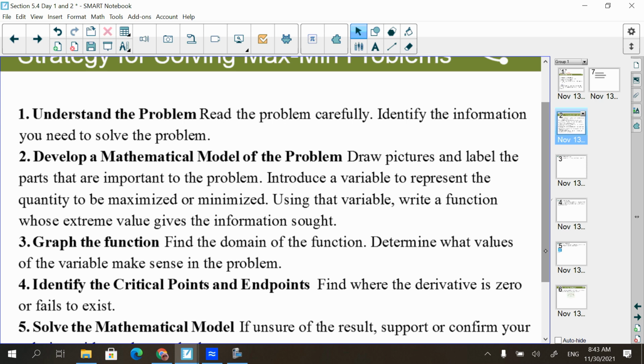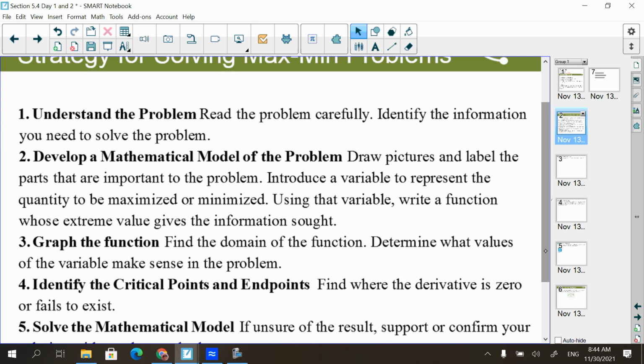Next, develop a mathematical model of the problem. So in other words, come up with an equation that fits the problem. Sometimes it's helpful to draw pictures, label the parts that are important to the problem, introduce a variable to represent the quantity to be maximized or minimized, and then using that variable, write a function whose extreme value gives the information sought.